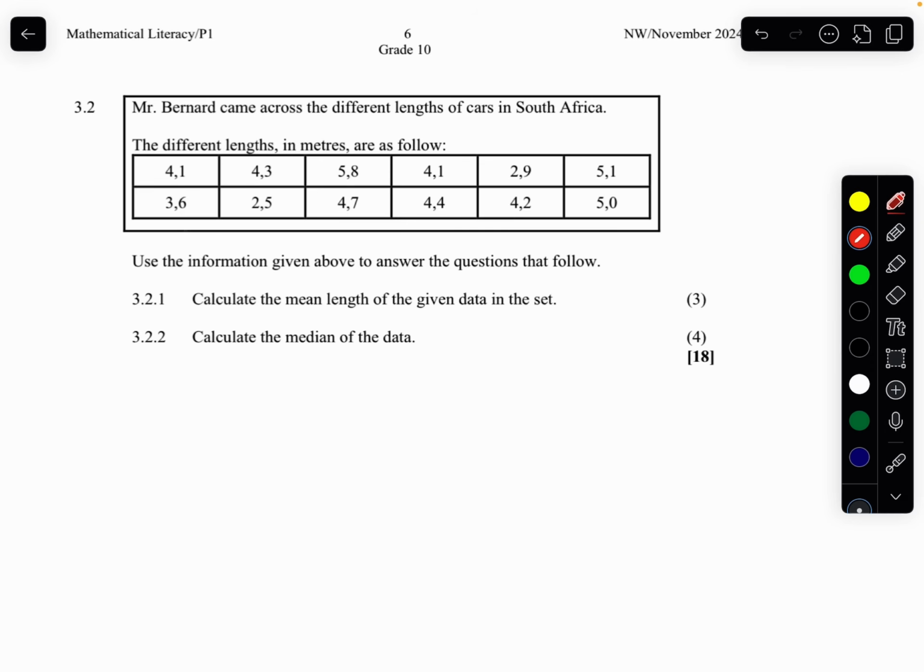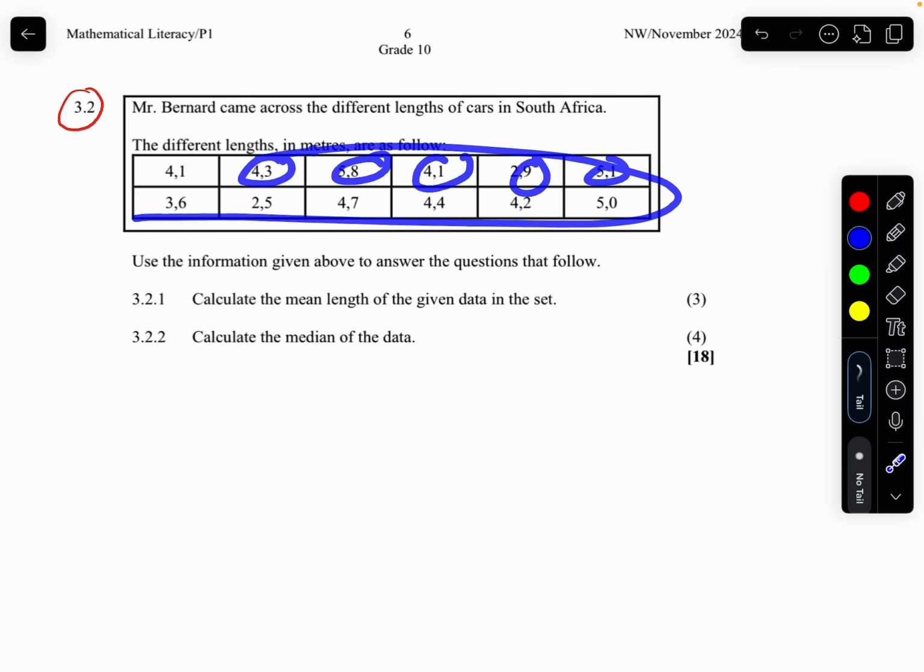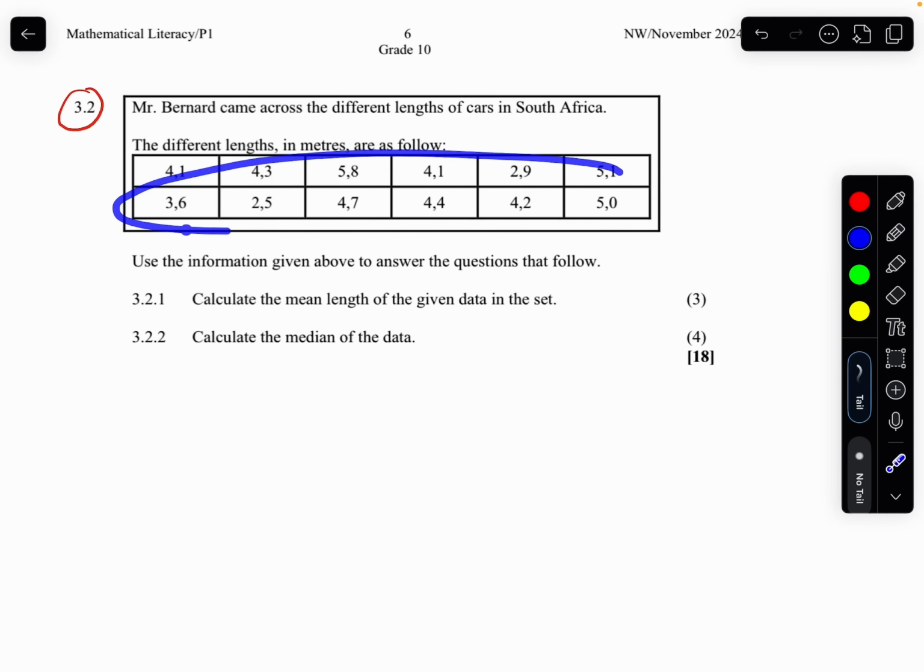The last part of question 3, which is 3.2, Mr. Bennett came across different lengths of cars in South Africa. So 4.1 meters, 4.3 meters, this is the length of the car. This is the data, right? But this data is not sorted. It's raw data, so you need to sort it first. It says use the information above to answer the following questions.